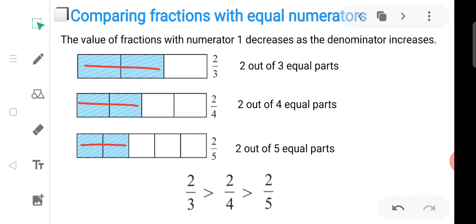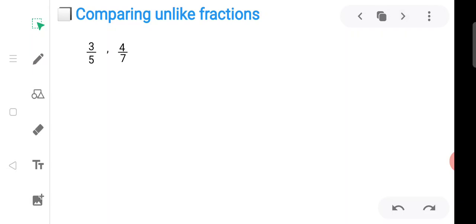Now, what about unlike fractions? See here, how to compare unlike fractions?